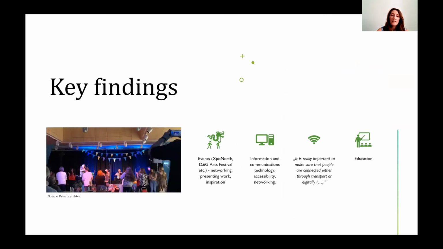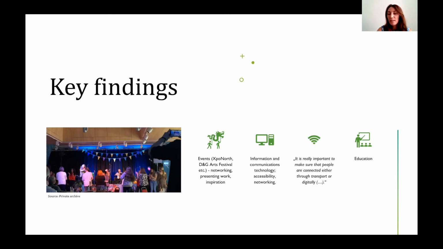For networking, events have been shown to be really important as well, but also for presenting their work and for finding inspiration for their further work. As I already said, broadband connectivity, but also information and communications technology are important for accessibility and networking.